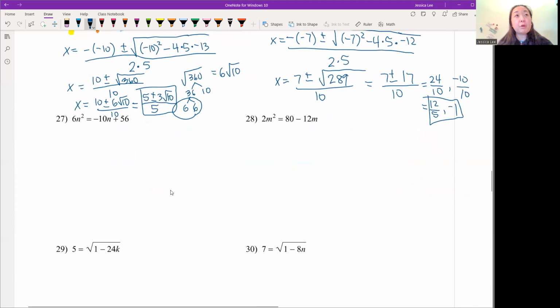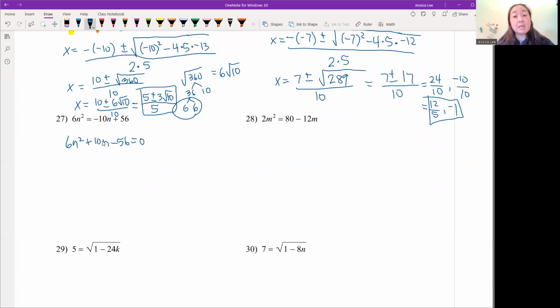Okay, we have 2 more problems, 4 quadratics. Then we're going to go into radicals. Happy days. So here we go. I'm just going to move everything to the left here just because I want to keep my a positive. I just like keeping my a positive. So 6n squared, this is going to be plus 10n, this is going to be minus 56 is equal to 0.